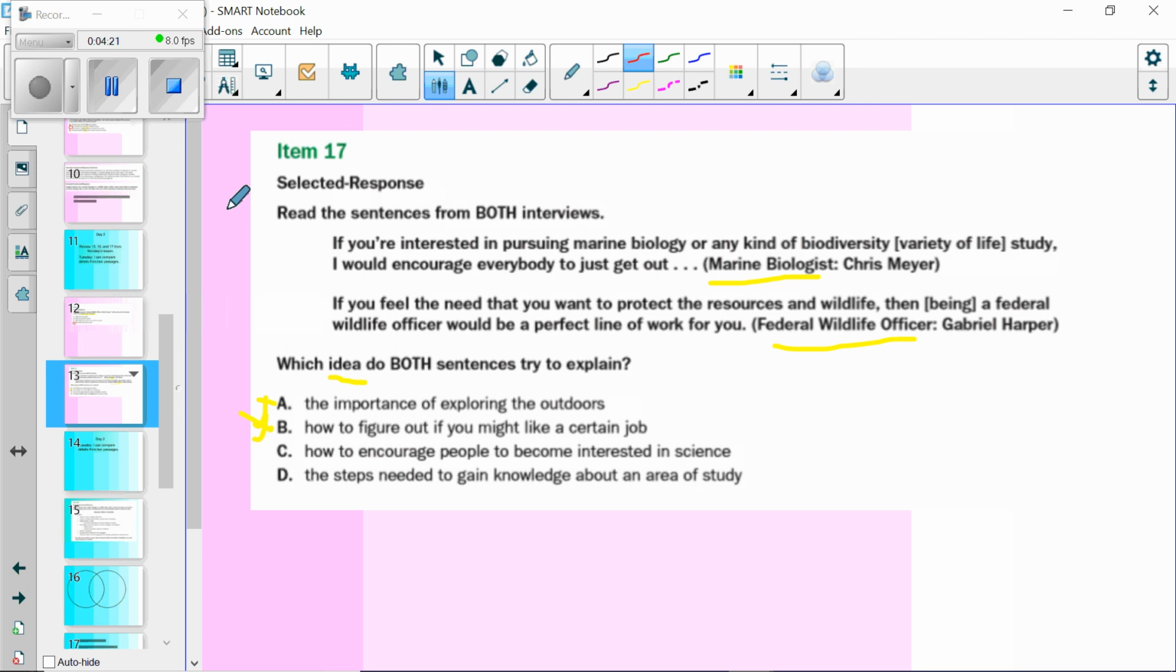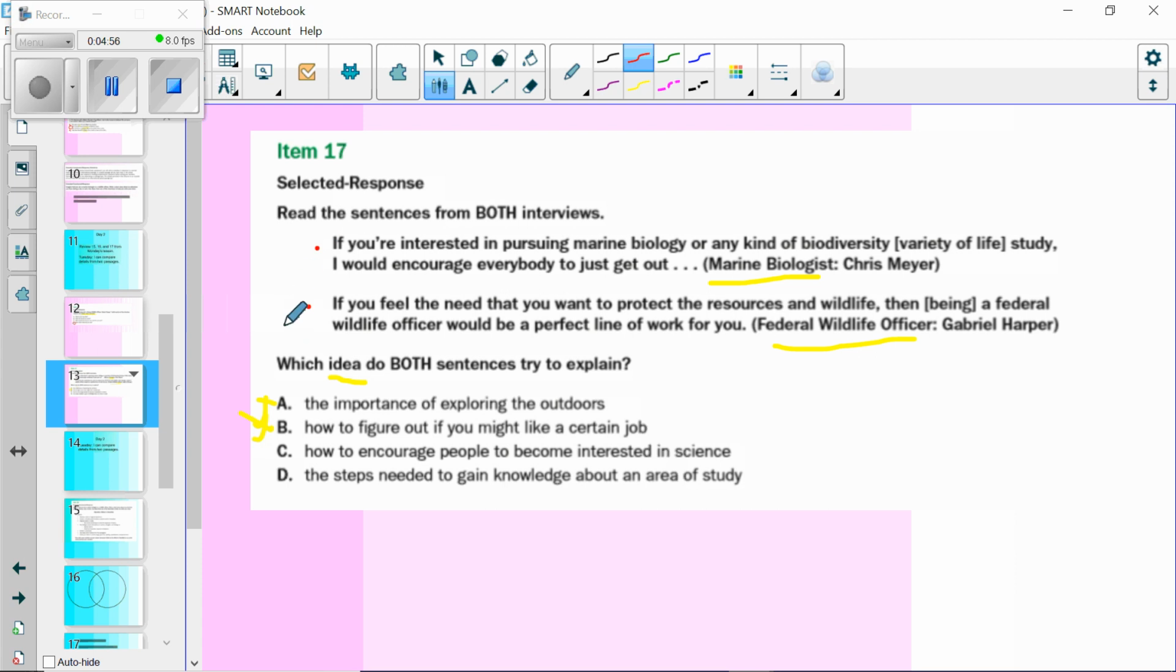If you're interested in pursuing marine biology or any kind of biodiversity, which is a variety of life study, I would encourage everyone to just get out. That is a quote from the marine biologist. The second set of sentences, if you feel the need you want to protect the resources and wildlife, then being a federal wildlife officer would be a perfect line of work for you. This is from the interview with the federal wildlife officer. So which idea do both sentences try to explain? So we're going to see this one and this one. What are they trying to explain to us?